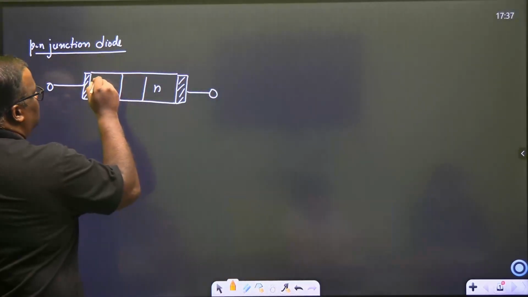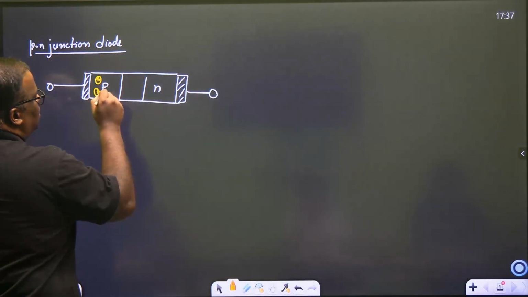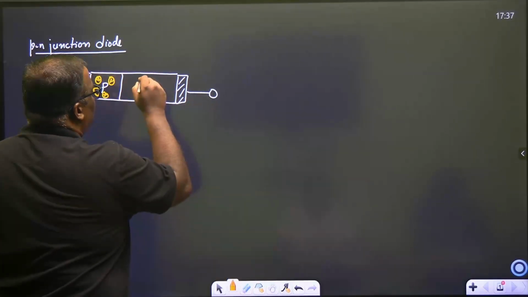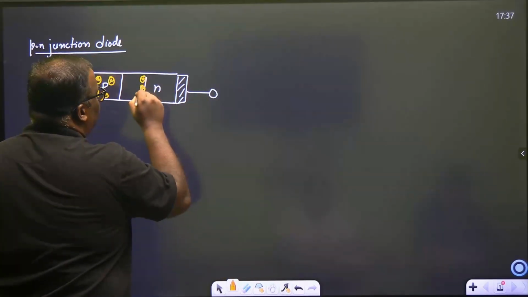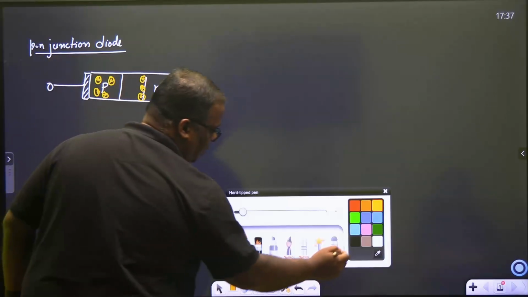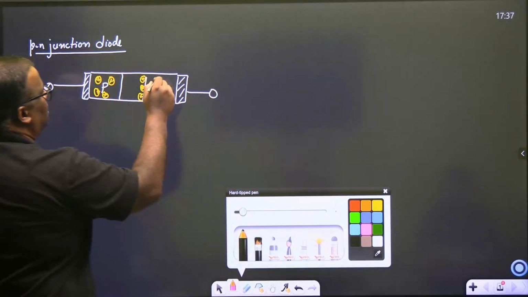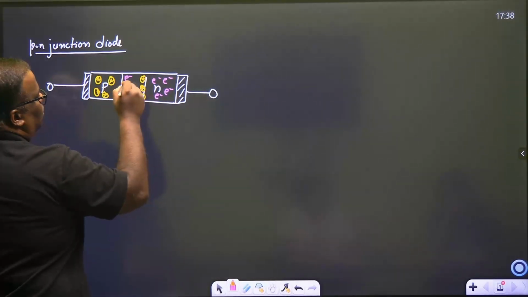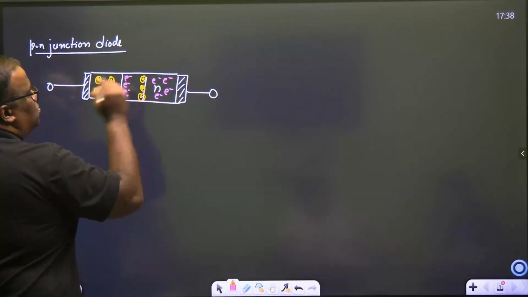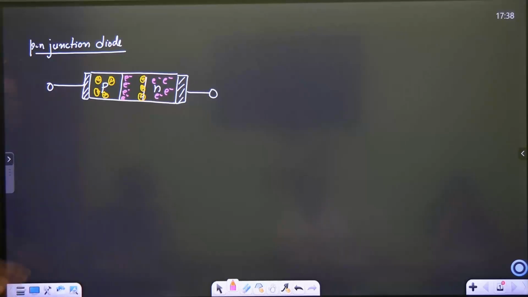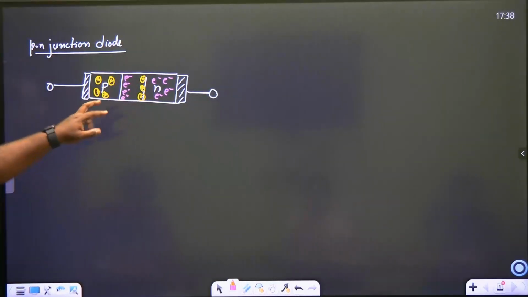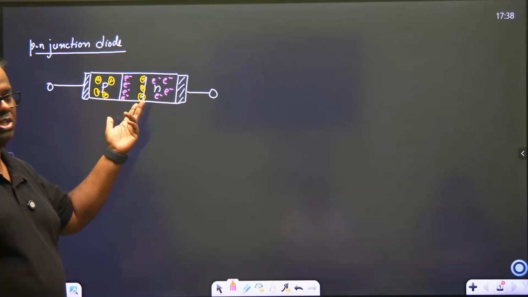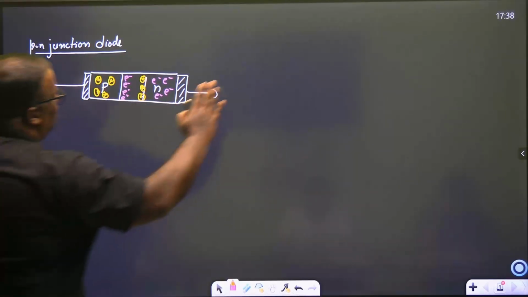The majority charge carriers on this side will be holes. Agreed? Obviously, we will have some hole accumulation on the N end, and similarly, we will have minority charge carriers as electrons on this side, and we will have some electron accumulation on this end. I hope this much is fine and understood. This region is called the depletion region, and a potential will be created out here which is known as the barrier potential. So the barrier potential will not allow further diffusion.